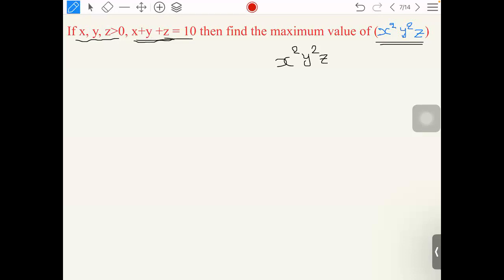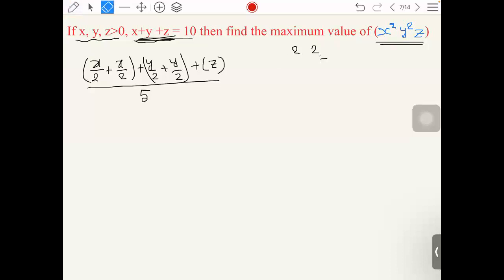But we have x plus y plus z equal to 10. So can I write it as x by 2 plus x by 2? It will become x, plus y by 2 plus y by 2. It will become y, and plus z as a single term. So in total, how many terms do we have? 5 terms. So divided by 5.